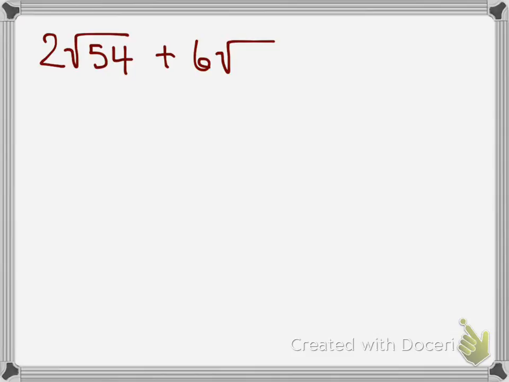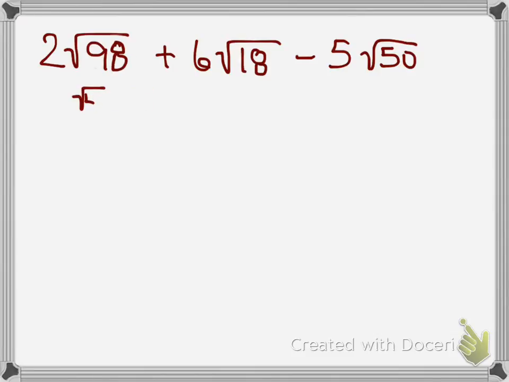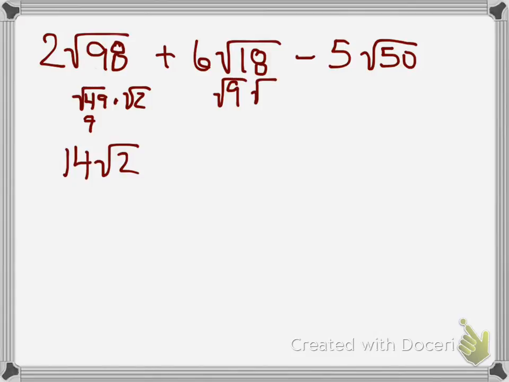Alright, so let me see here. Let this one play out a bit. Okay, so we got 2 square root of 98, which is 49 and 2. And the square root of 49 is 7, so 7 times 2, which is in front, is 14 square root of 2. You got 18, which is 9 and 2. Square root of 9 is 3. 3 times 6 is 18.